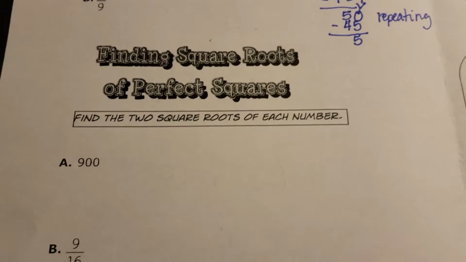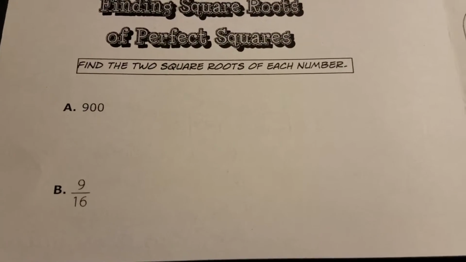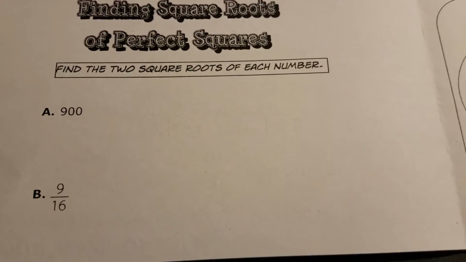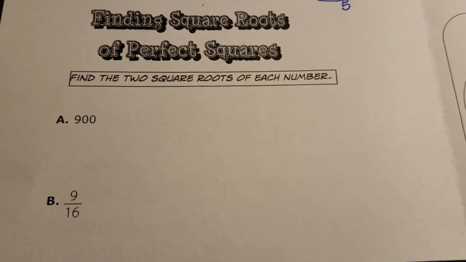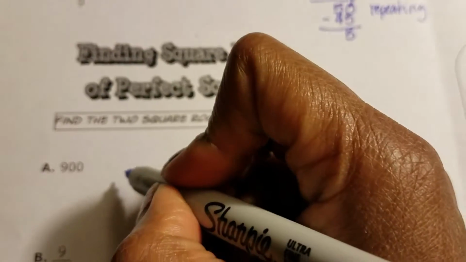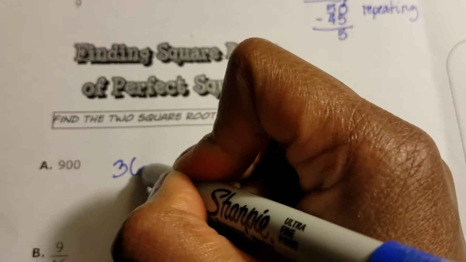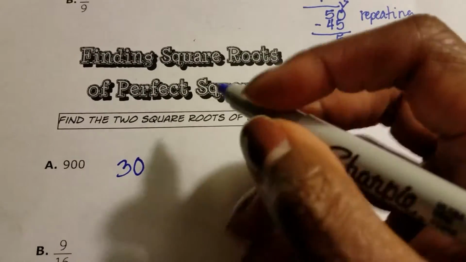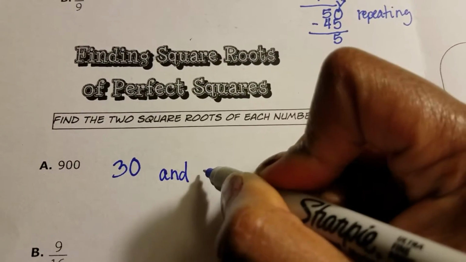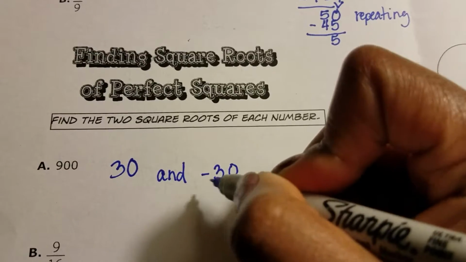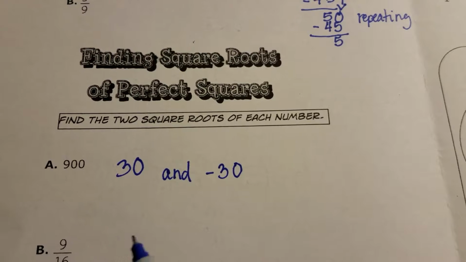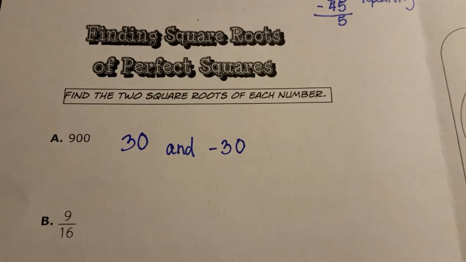Next thing we're going to do is find the square roots of perfect squares. So we're going to find the 2 square roots of each of these numbers. So we need to think about 2 numbers that can be multiplied by itself to give me 900. 30. Okay. That's one root, and it's always the opposite, 30 and negative 30. Because if I multiply negative 30 times negative 30, it's going to give me a positive 900. So my 2 roots for that is 30 and negative 30.